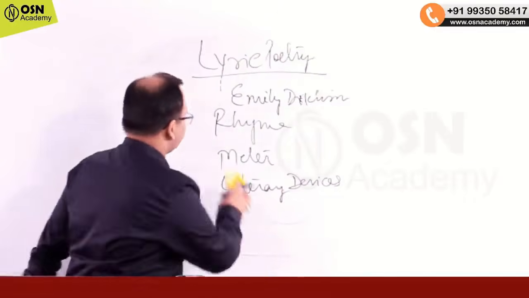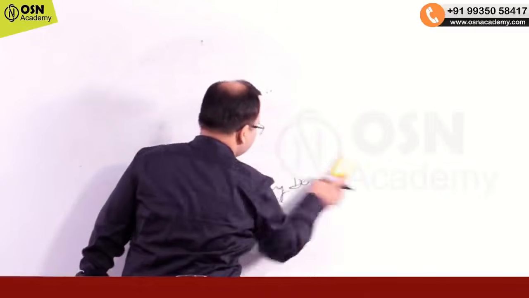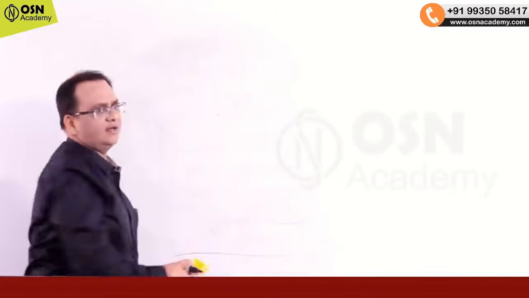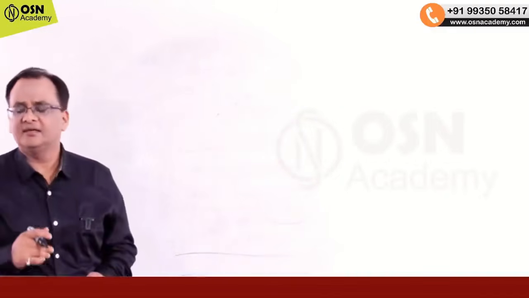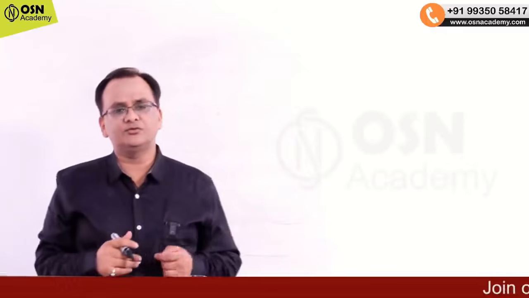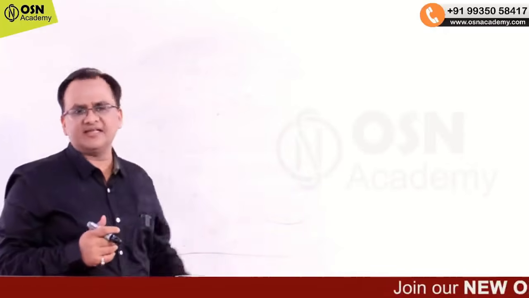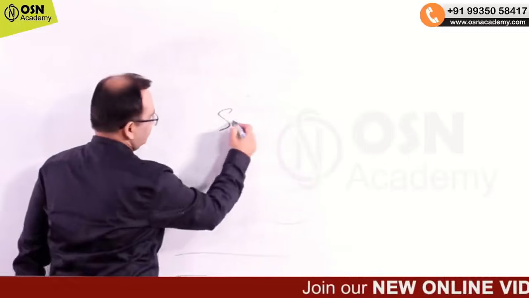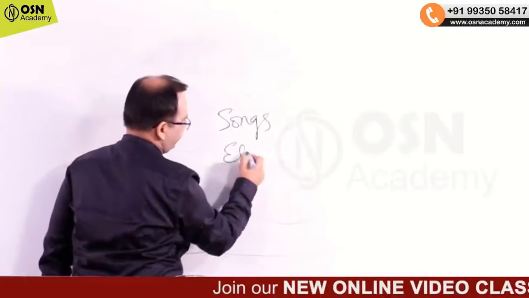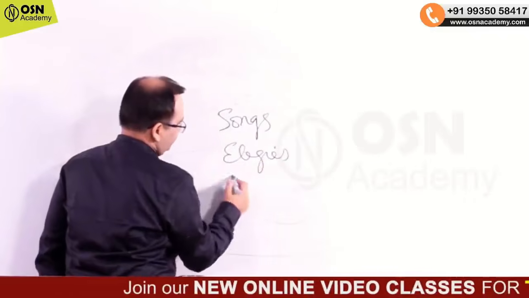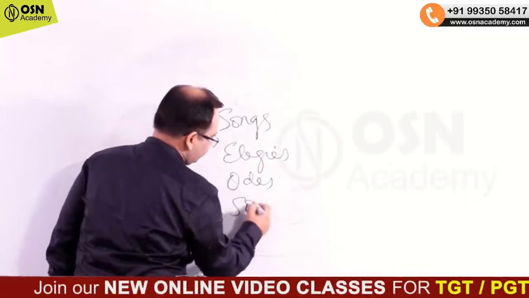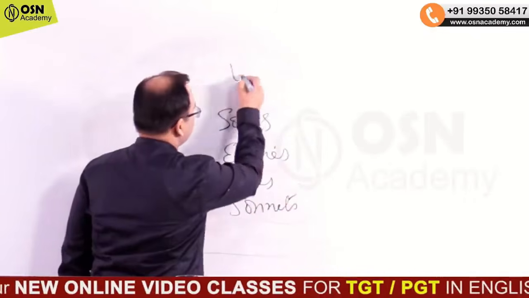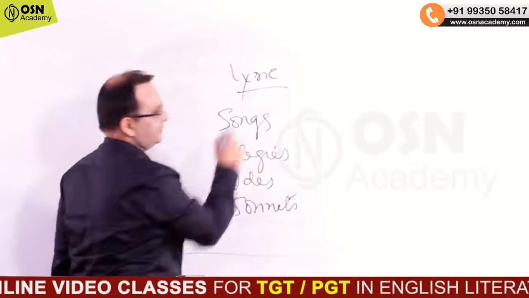And yes, lyric poetry के बारे में हम आपको एक चीज और बता दें कि lyric poetry हमेशा 4 कैटेगरी में फॉल करती है. It falls into 4 categories, that is songs, elegies, odes and sonnets. ये हो गई आपकी लिरिक पोइट्री.